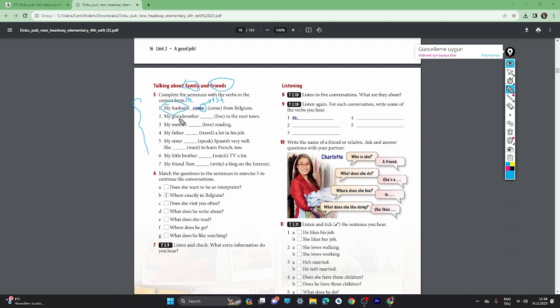My grandmother, so she lives in the next town. You see, suffix of present simple tense. My mother loves reading. She loves reading. Okay, my father travels a lot in his job. Travels. So we just put s, suffix s, at the end of the verb. My sister speaks Spanish very well. Speaks.